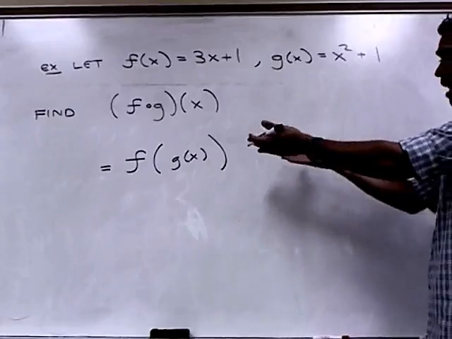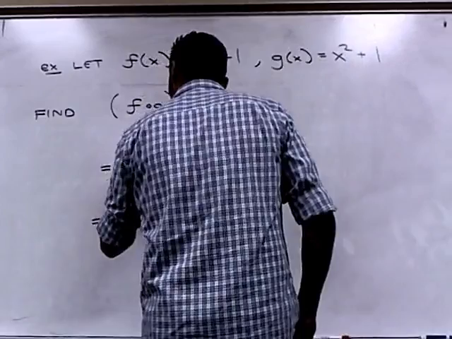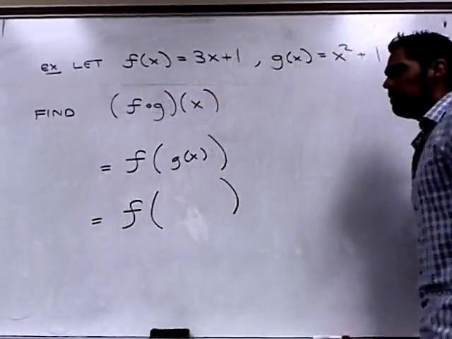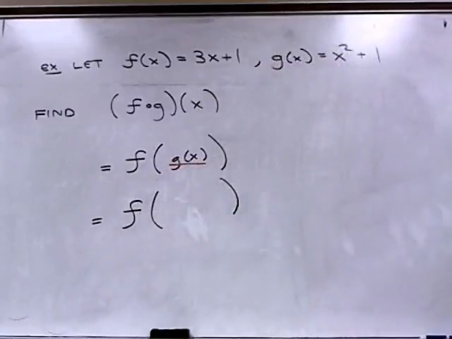So let's just rewrite this. This is the definition of composition. Let's leave the f alone, and inside of f, let's actually write down what g is. What is g? x squared plus 1.